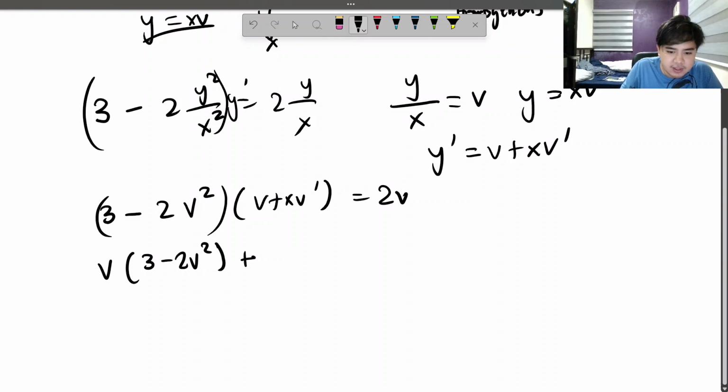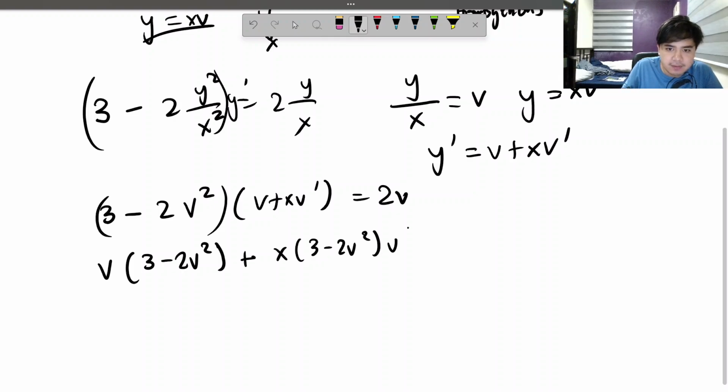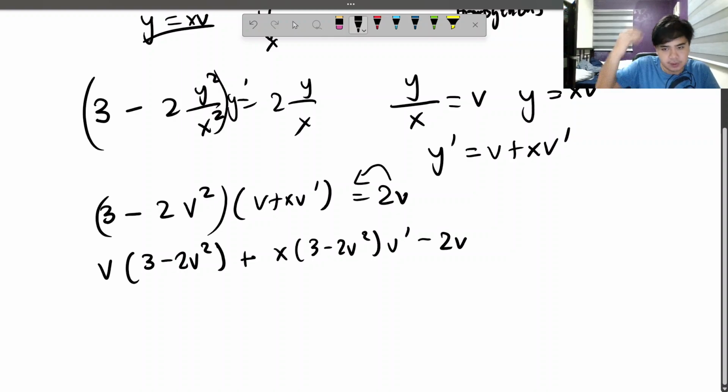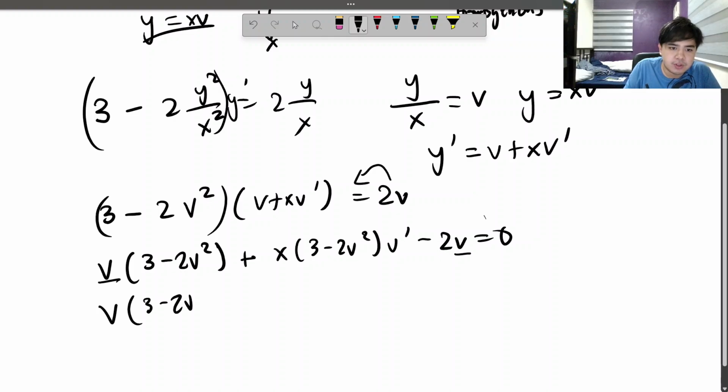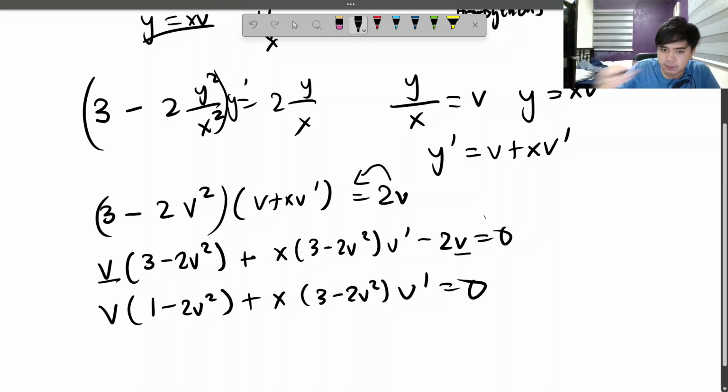Plus x times 3 minus 2v squared times v prime. And let's place the other term on the other side, so 2v, and then equals 0. Why did I do this? Because there's also v in here and there's v in here, so we can combine them together. So v times 3 minus 2v squared minus 2. 3 minus 2 we can simplify into 1. So this is v times 1 minus 2v squared plus x times 3 minus 2v squared times v prime equals 0.